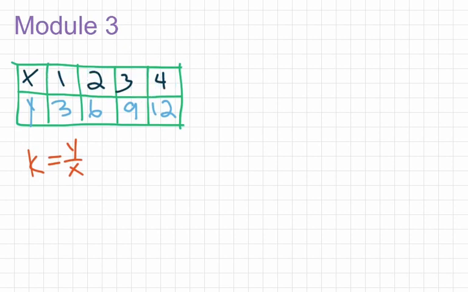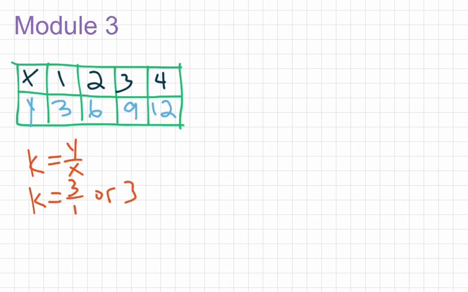And so in this table, we would have 3 over 1, 6 over 2, 9 over 3, and 12 over 4. For all those values, we would get k is equal to 3 over 1, or just 3. Because we have that constant of proportionality, we know that that table is proportional.